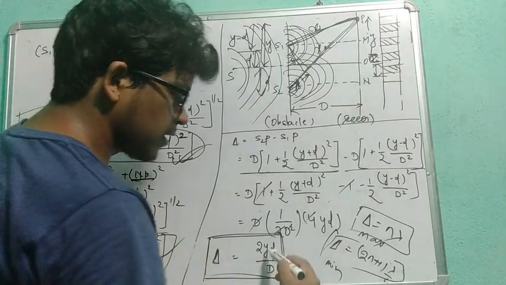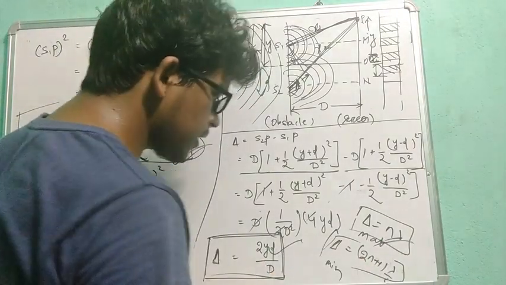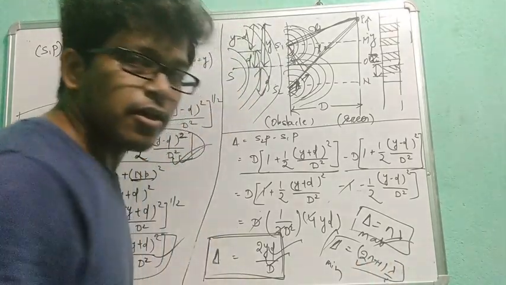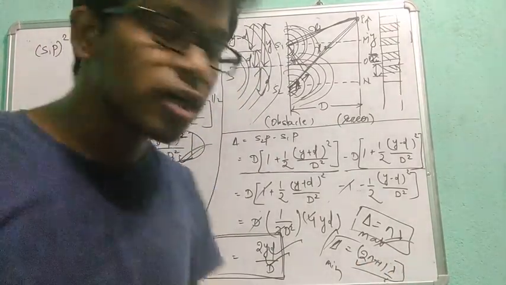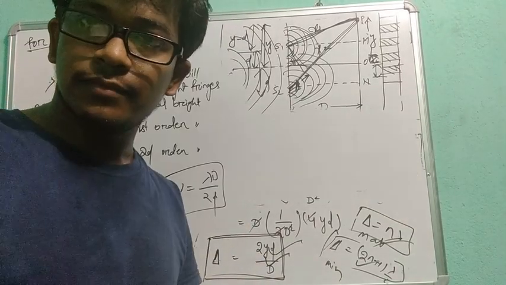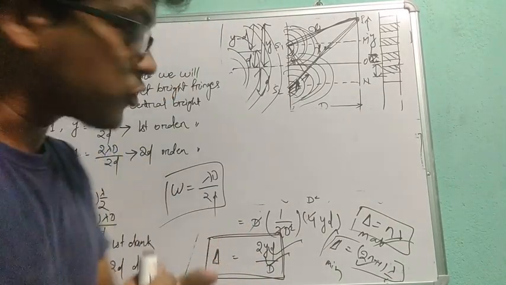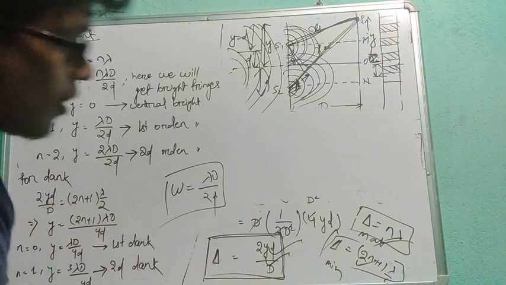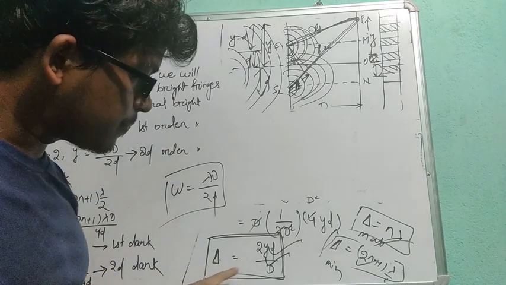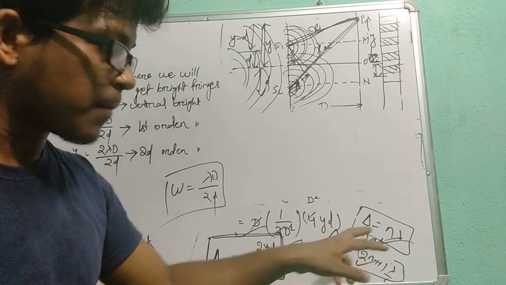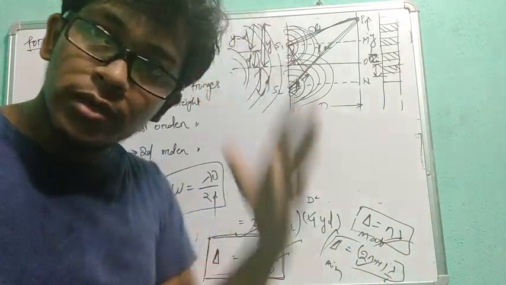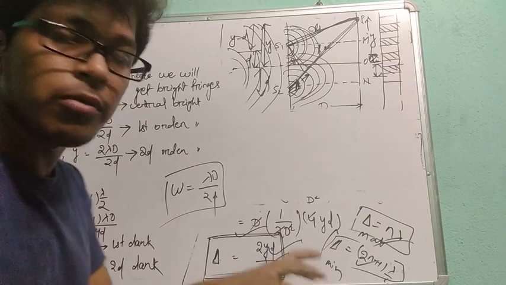Now we will compare this path difference with maxima, and this path difference with minima. We will get something, and that will give us the way how we will be directed towards the width measurement. Now see, my dear students, I got this path difference 2yd. I will link this path difference with the maxima and also with the minima. First let's do for maxima.